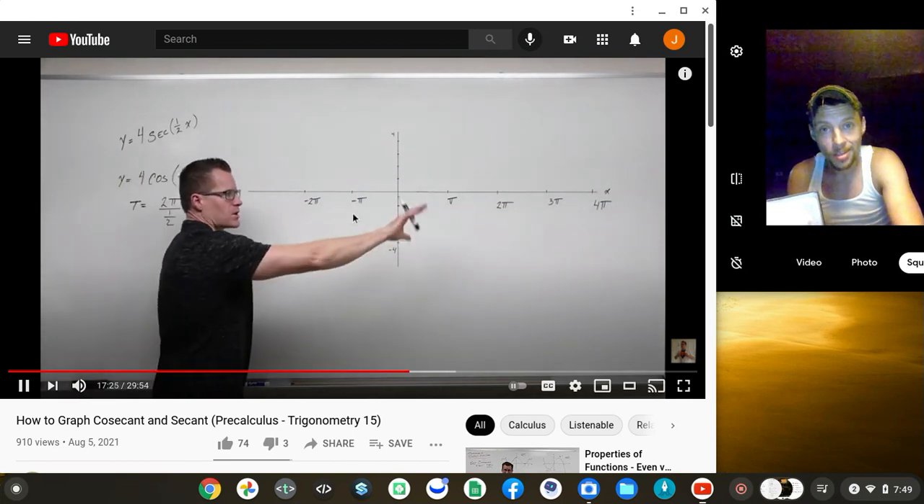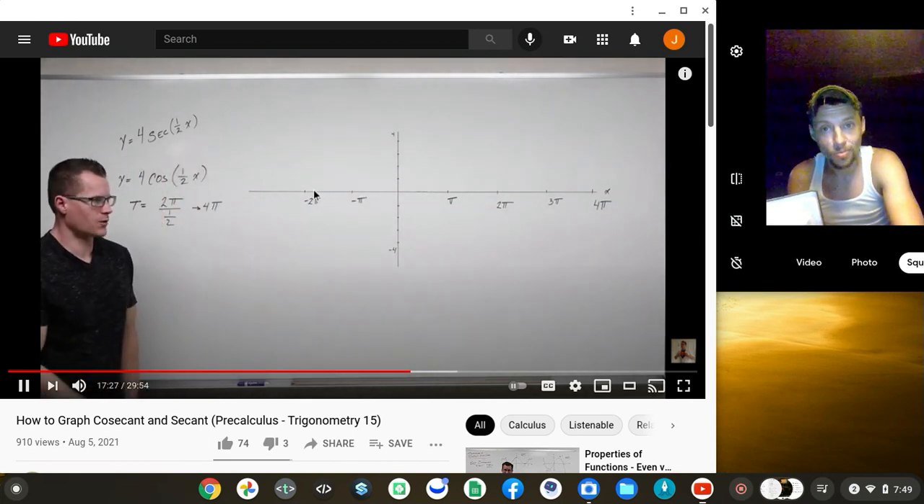Make sure you do at least a full period to the right and half of that period to the left. I'll go to the y-axis.